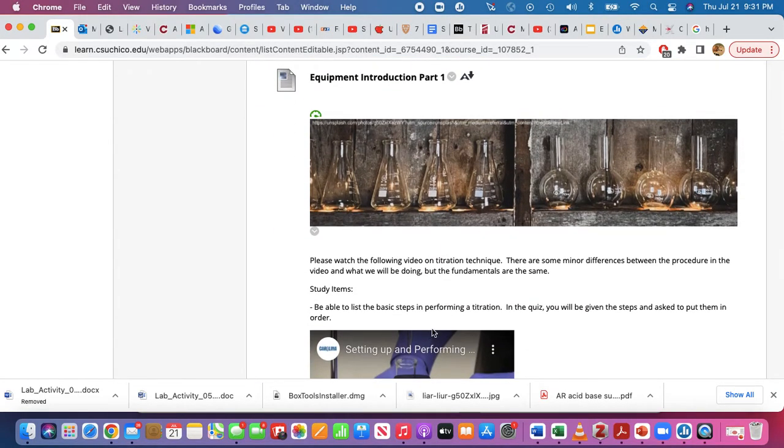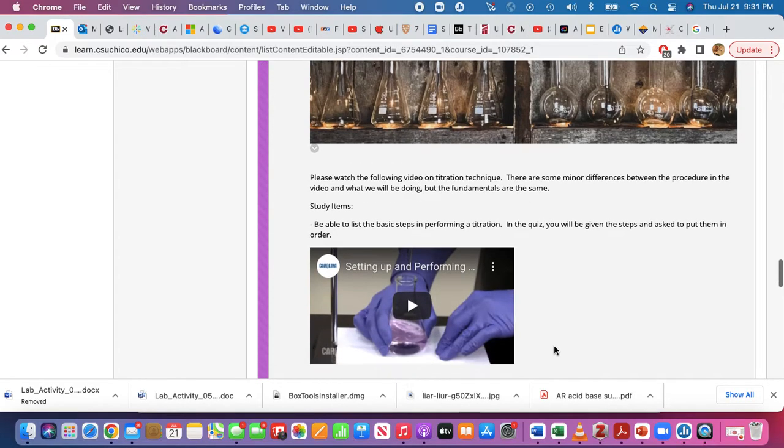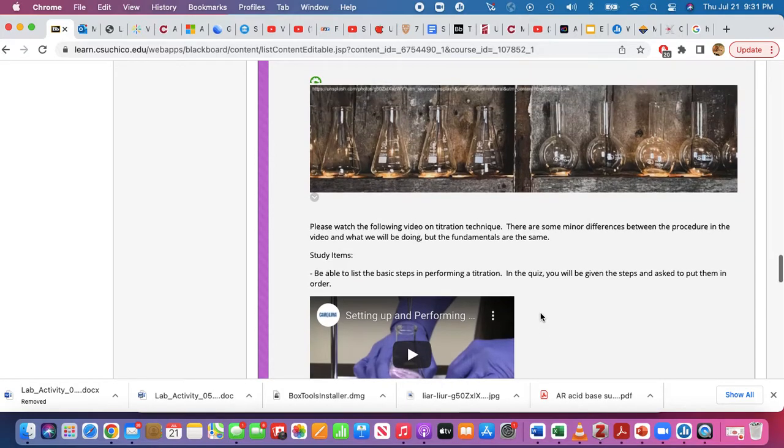So here's the first part of the equipment introduction. I have another curated video of someone doing an acid-base titration, which is a little different from what we're doing in this lab, but the procedure is exactly the same.